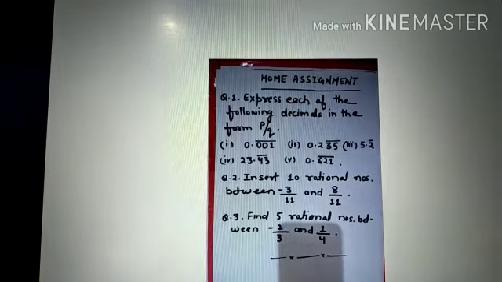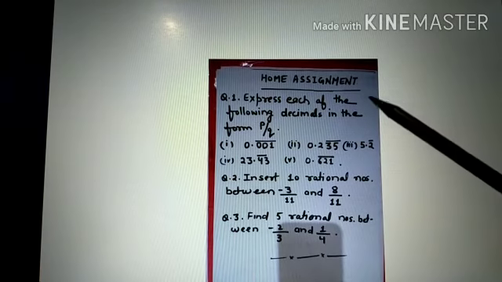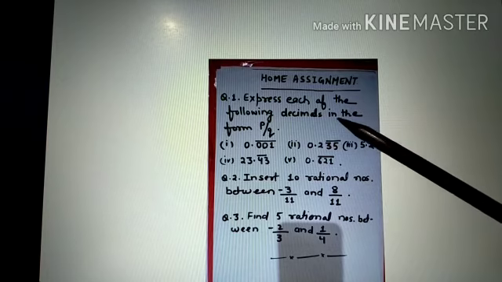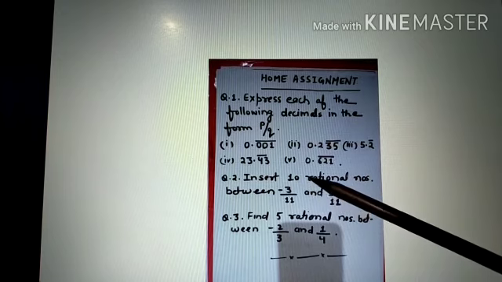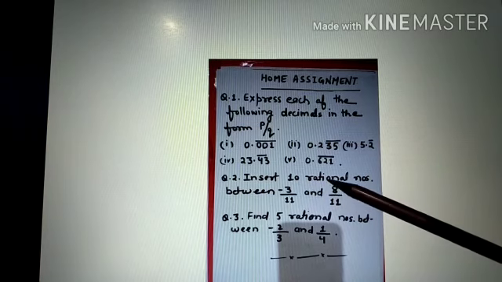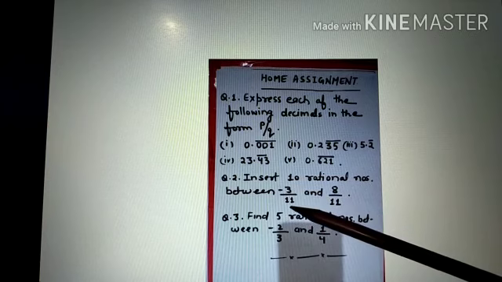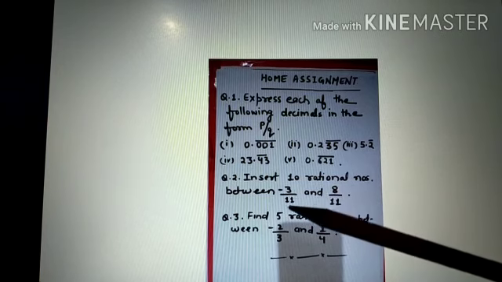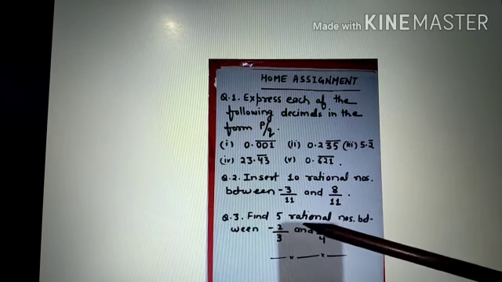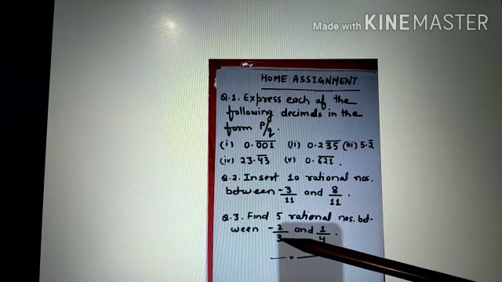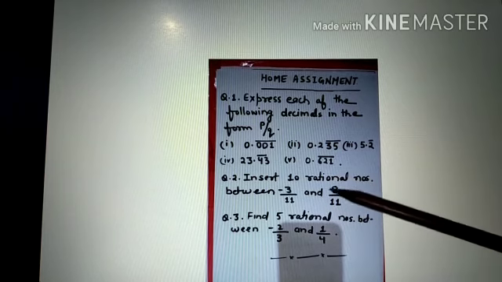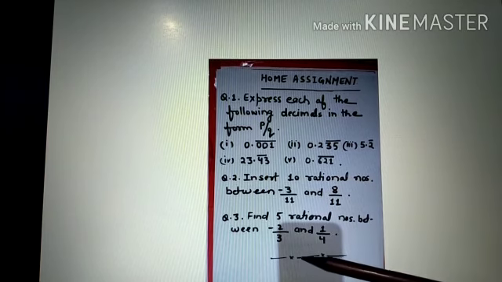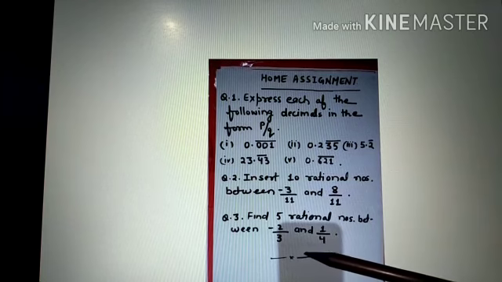Now children, you have to try the following questions at home. Question number 1. Express each of the following decimals in the form of P by Q, and there are 5 parts. Question number 2. Insert 10 rational numbers between -3 by 11 and 8 by 11. Question number 3. Find 5 rational numbers between -2 and -2 by 3 and 1 by 4. Questions number 2 and 3 we will discuss in our first class. So children, you have to try all these questions at home.